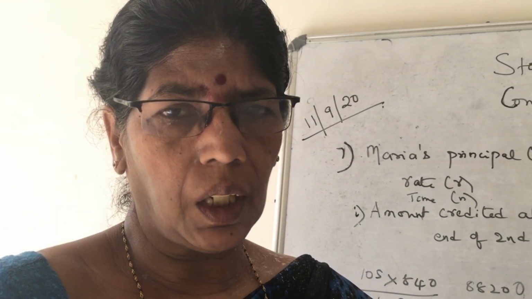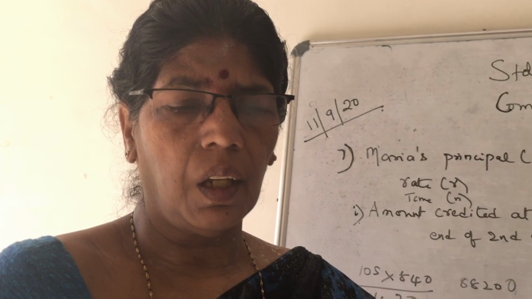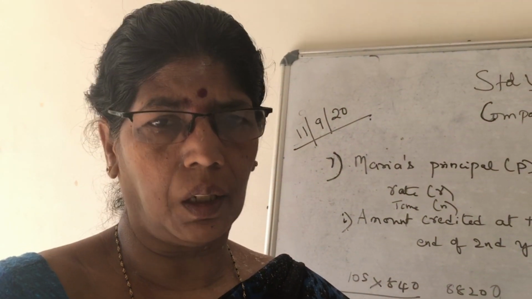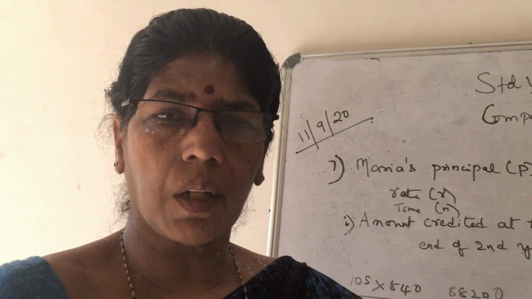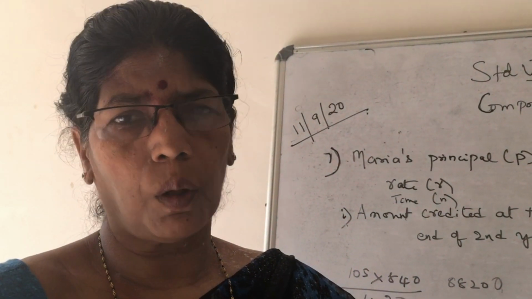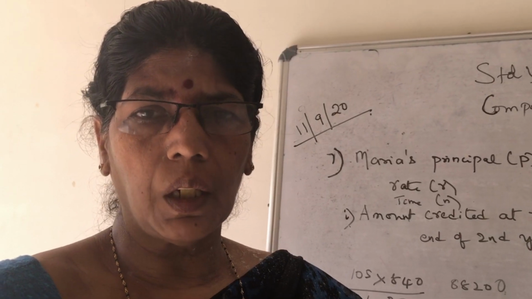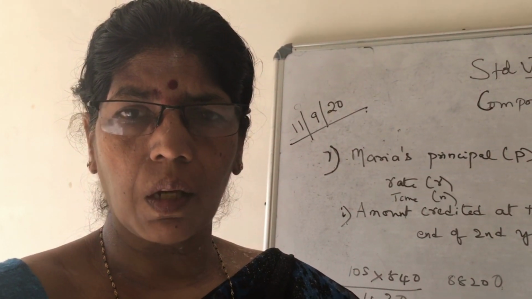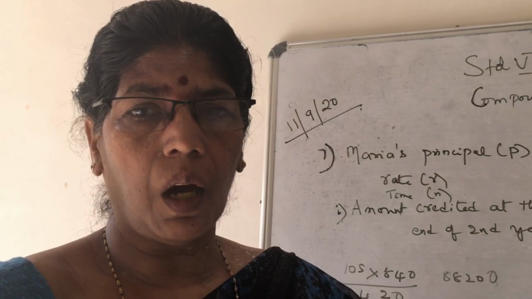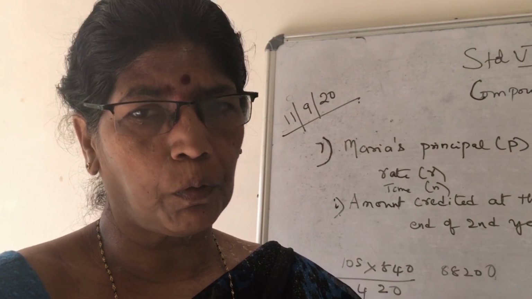Do you recollect the formula for SI? SI is equal to PTR by 100 or PNR by 100. T or N stands for number of years. And coming to amount at compound interest, children, P into 1 plus R by 100 whole power N, with R is rate and N is number of years.